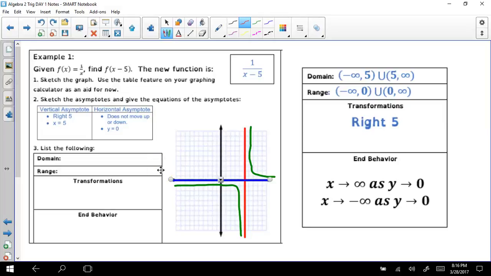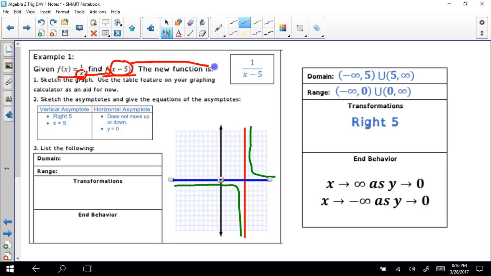Okay, so now we're going to go over example one. This is saying if you're given the parent function, I want you to find f of x minus 5. So this is actually really simple. Don't let this function notation confuse you. All you're doing, remember, with function notation is replacing this x with x minus 5.